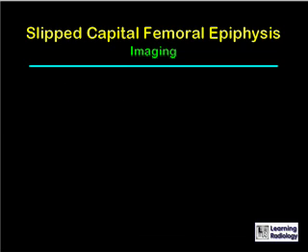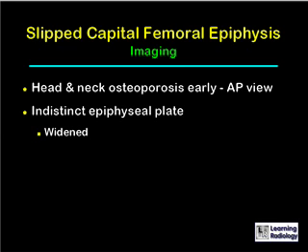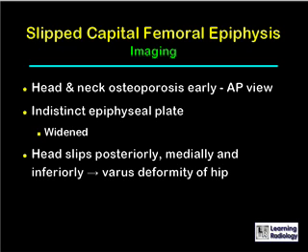The head and neck may be osteoporotic early in the disease, and then the epiphyseal plate itself may become widened and indistinct. The head will slip posteriorly, medially, and inferiorly with reference to the metaphysis and produce a varus deformity of the hip.